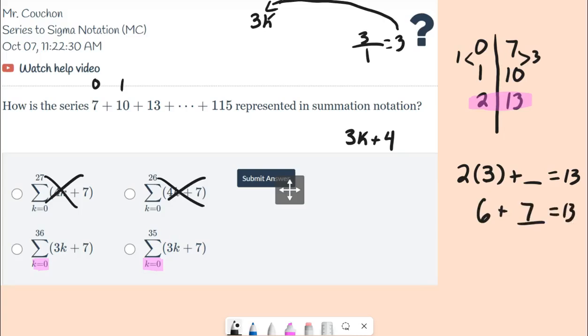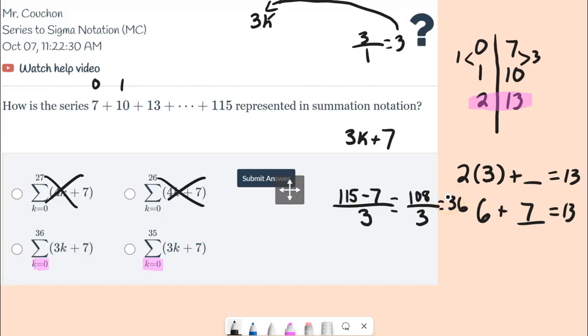So now we know that we've got 3 times k plus 7. The only thing left to do is determine if there's 35 or 36 terms in the sequence, and we can do that the same way. Let's do 115 minus 7 divided by the difference, which is going to be 3. 115 minus 7 is 108, and 108 divided by 3, we can get a calculator for this, is going to be 36.